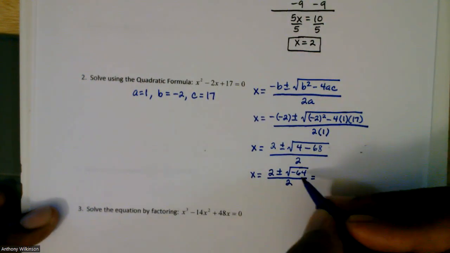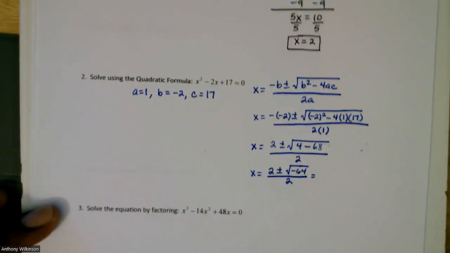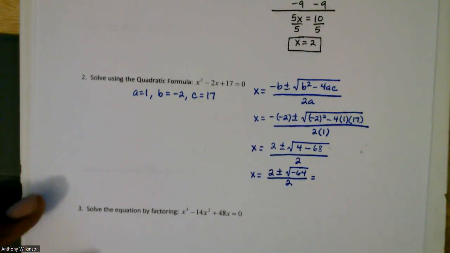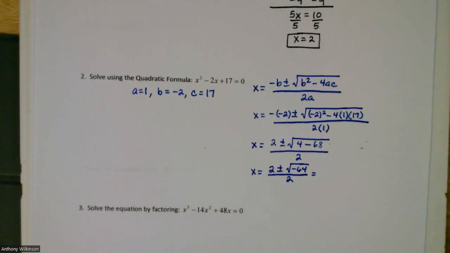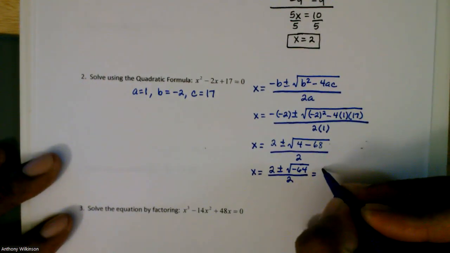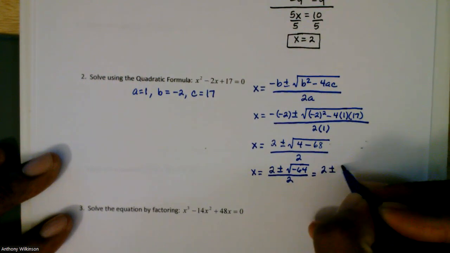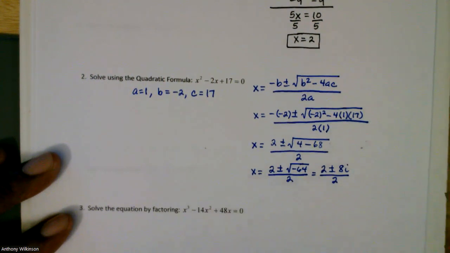Okay. So now, the square root of -64. Well, the square root of 64 is 8, but that negative means that there's a -1. So the square root of -1 will be i. So the square root of -64 will be 8i. So this will be 2 plus or minus 8i, and the whole thing is divided by 2.